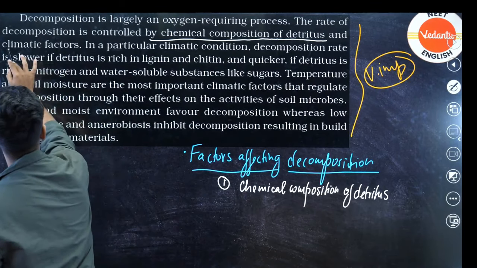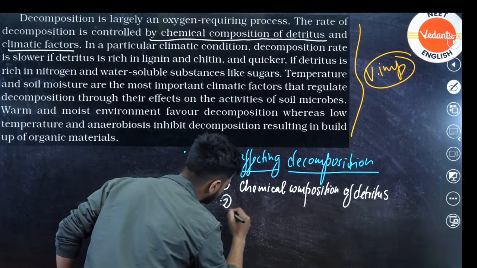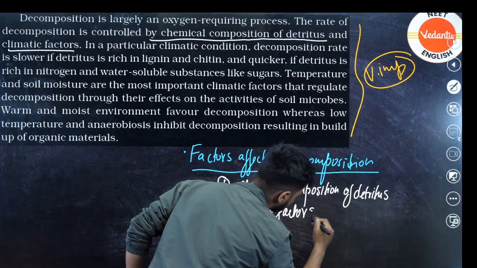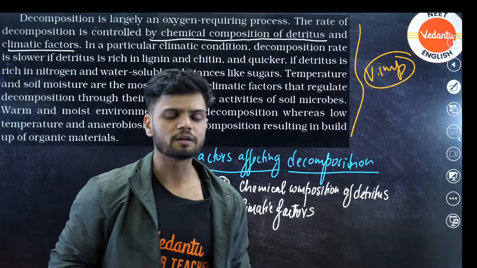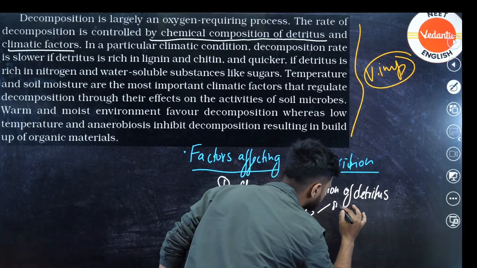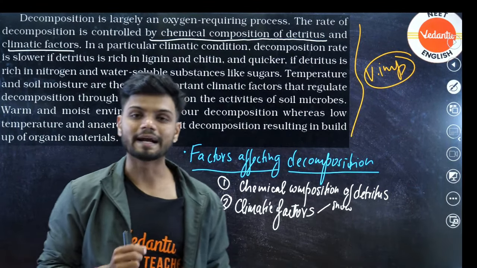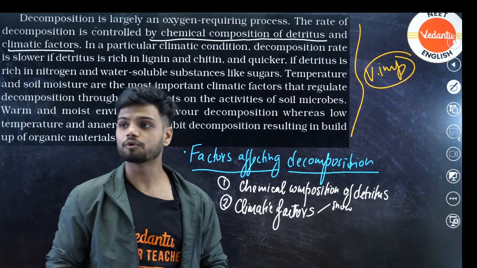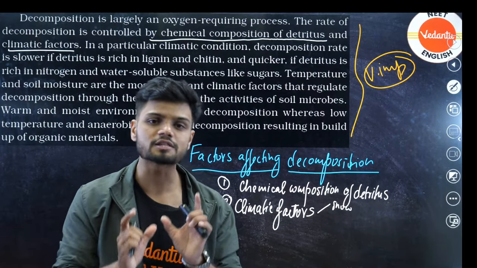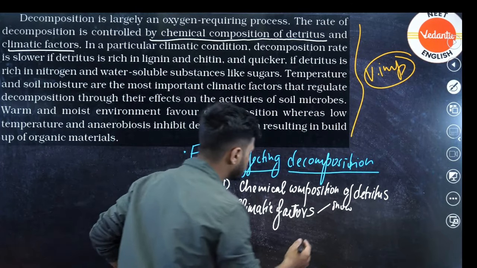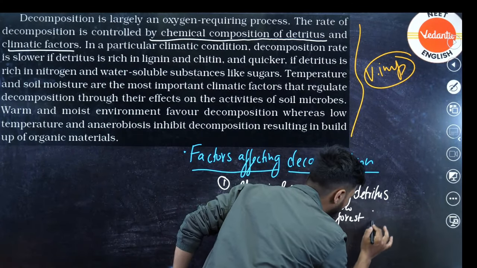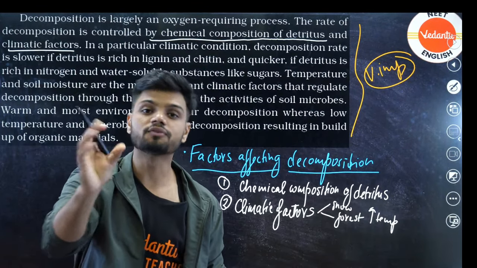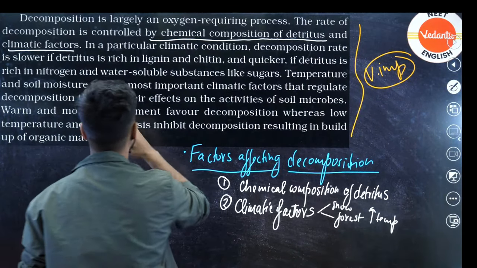The second one is climatic factors. Now these climatic factors could be like in a snow area. You know, right? The dead bodies in the snow area, do they decompose faster or slower? In the snow region, decomposition is very, very slow. What about in forest? In forest, when temperature is more and it is more humid, decomposition will happen very fast. That is your climatic factors.